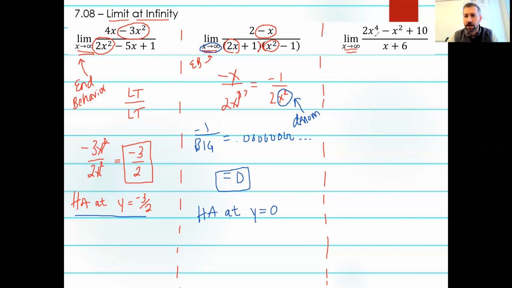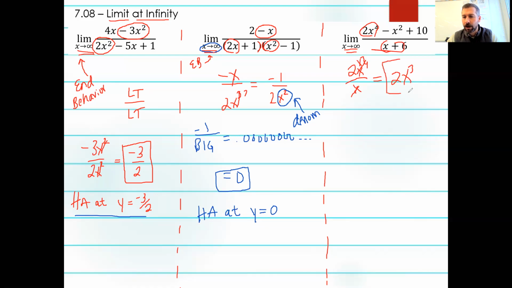And this third one is even more unique in the fact that it has a 2x to the 4th over x. So we have 2x to the 4th over x. These are my leading terms. I'm again finding my end behavior, and I'm going to reduce again. Then one of those x's cancel out, and I'm left with x to the 3rd here. So I'm left with just 2x to the 3rd. Now this is no longer a fraction. This is just a polynomial expression.